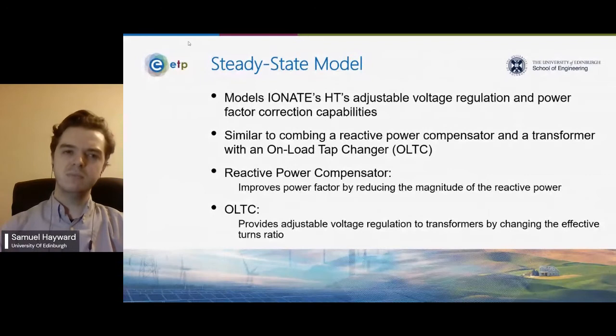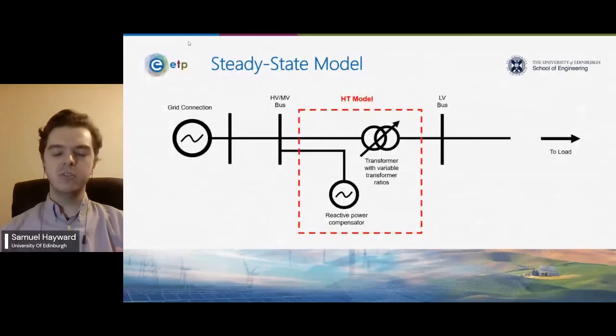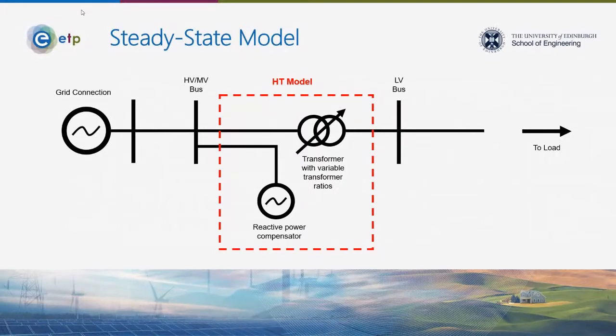And here's a diagram of the steady state model in which you can see the combination holds true. We have a reactive power compensator, which is connected to the primary side of the transformer, providing power factor improvement to incoming power signals, and a transformer with variable transformer ratios for each voltage phase.